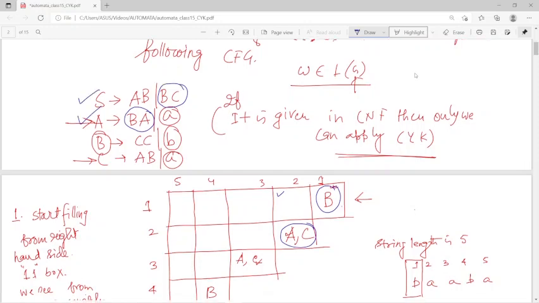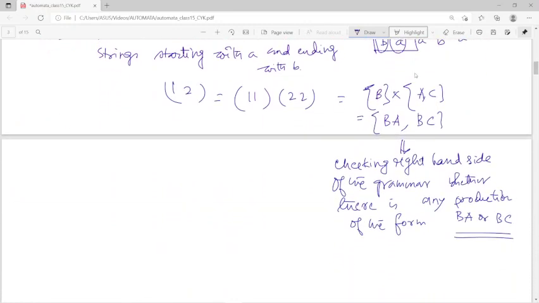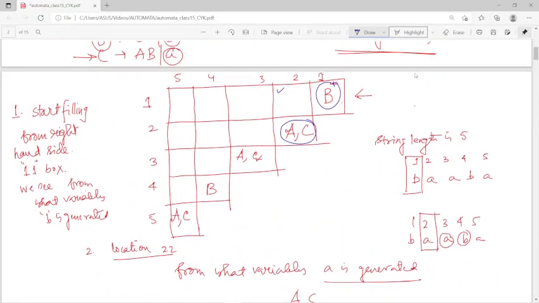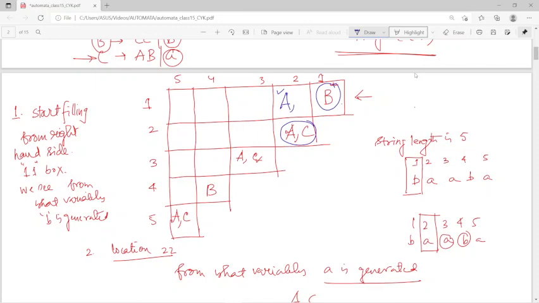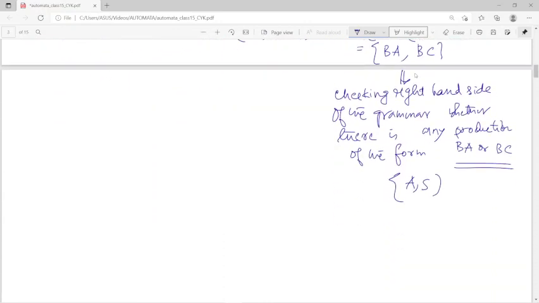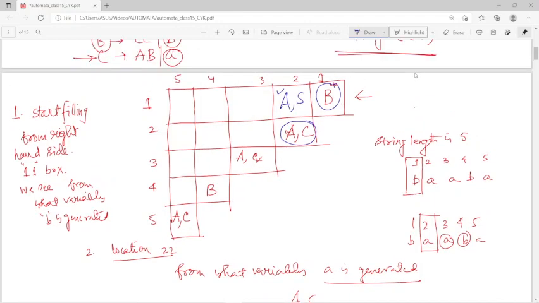So what we can say, that can be found from A and S. If we can find it in A and S, then we are just placing A and S there, right? In the next case, the next cell is 2 3, right? So the next cell is 2 3, that means this is a 2 3 cell.